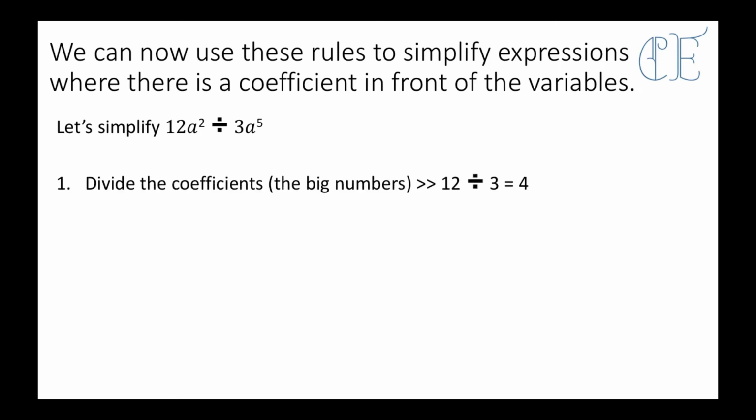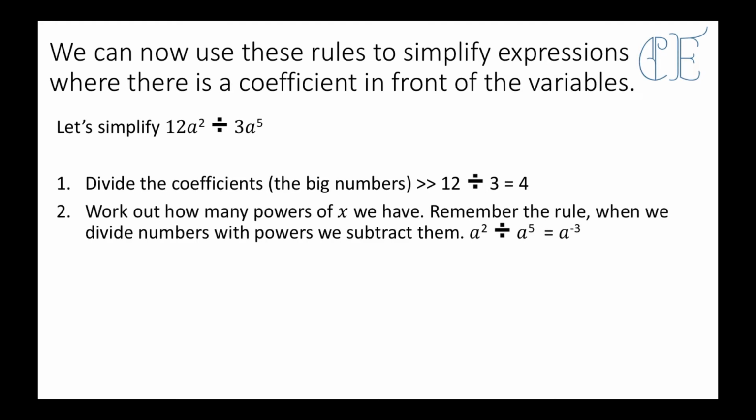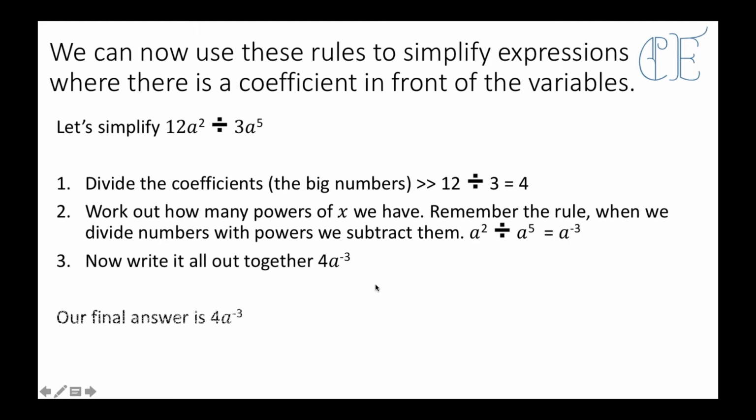So the first thing we do is we are going to divide the coefficients this time. 12 divided by 3, and that's 4. Okay, it's nice and easy, done that bit. And then we work out how many powers of a we have. When we divide, we actually subtract the powers. So here we've got a squared and a to the power of 5. A squared divided by a to the power of 5 means we do 2 take away 5. Well, 2 take away 5 gives us minus 3. So we've got this 4 and this a to the power of minus 3. So our actual answer will be 4a to the power of minus 3.